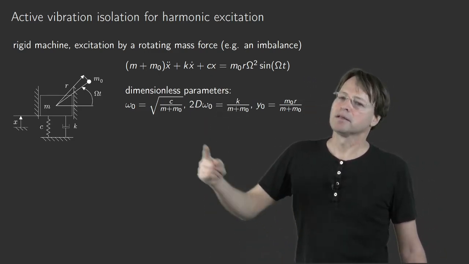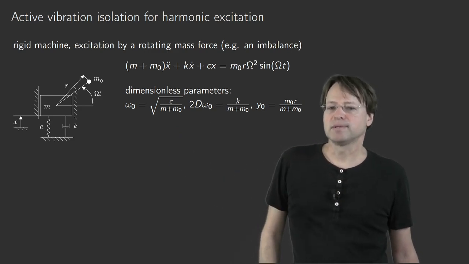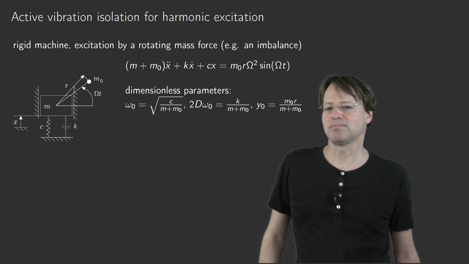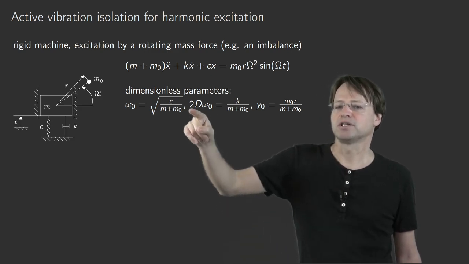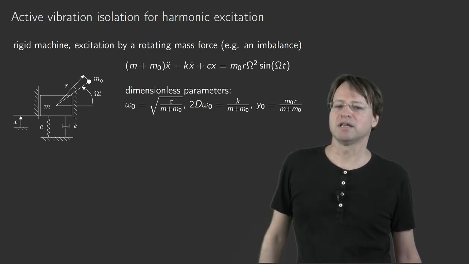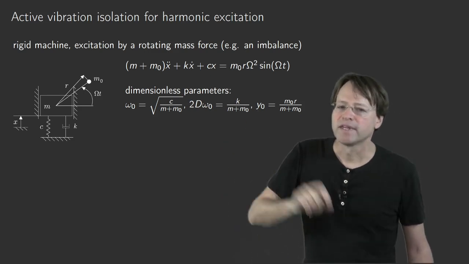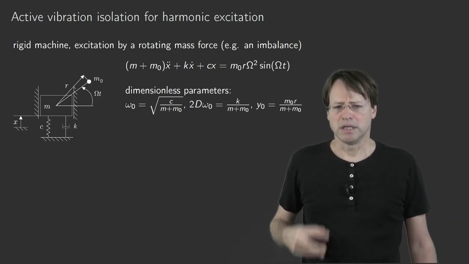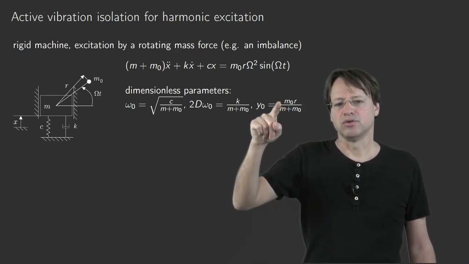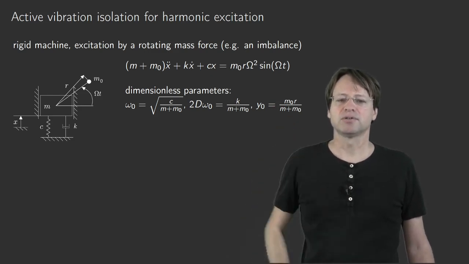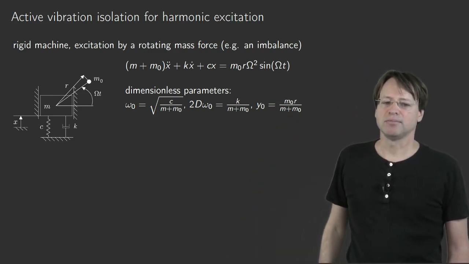You can see that the natural frequency changes a little bit. So it's now c divided by m plus m naught. Also the equation for introducing the damping factor changes a little bit because we divide by m naught. And also the term for y naught is now a little bit different. In the numerator we have m naught times r, and in the denominator we have m plus m naught.